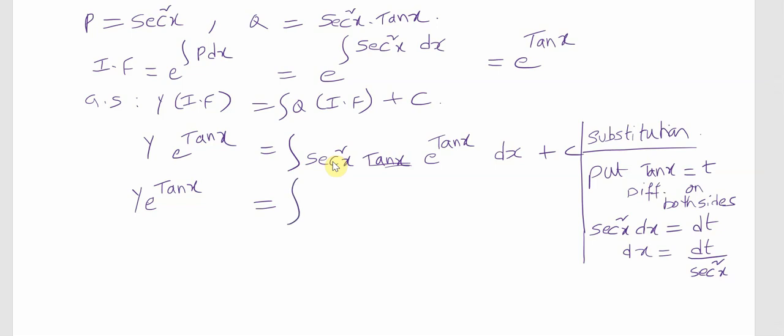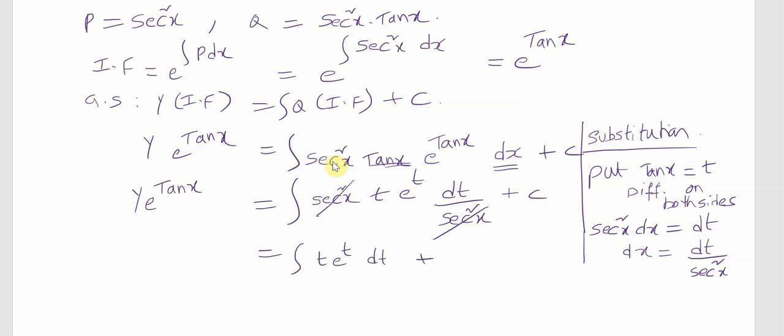So this integration, how does it change? Write secant square x as it is, but tan x and tan x, we replace with t. So t e power t, and dx we already found: dx equals dt over secant square x. So these two are the same, so they cancel, plus c. So the integral is t e power t dt plus c.